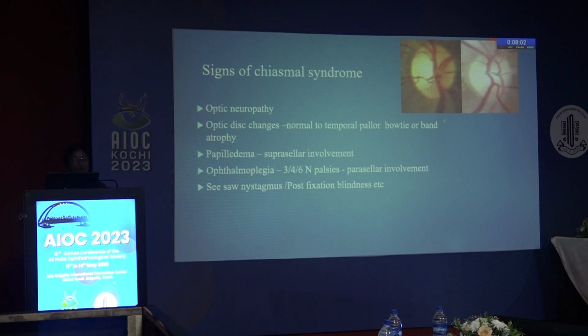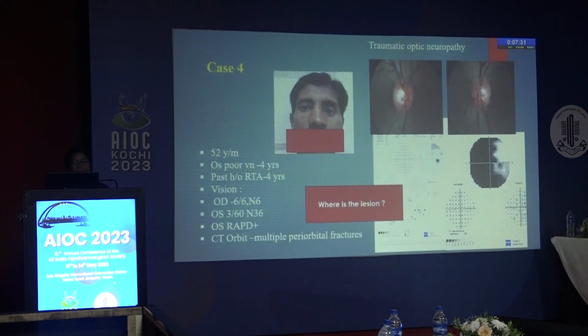So this is a chiasmal syndrome disc. You can either see a temporal pallor or a bow-tie pallor, which is not that commonly seen. In chronic chiasmal compression, you would end up seeing a bow-tie pallor. As I said, you can also get an ophthalmoplegia sometimes when the lesion is going parasellar, because we all know that in the lateral wall of the sinuses, we have all the cranial nerves, and any mass involving the parasellar region is going to result in vision loss as well as a cranial nerve palsy.